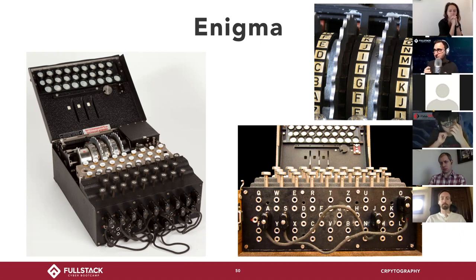This amount of combinations of things that you can do here, the person on the other side would also need to have an Enigma machine, and it would need to be set in the exact same configuration. And so that's how you were able to have these messages encrypted and decrypted in public. But what's really cool about the Enigma machine is that there were over 150 quintillion.